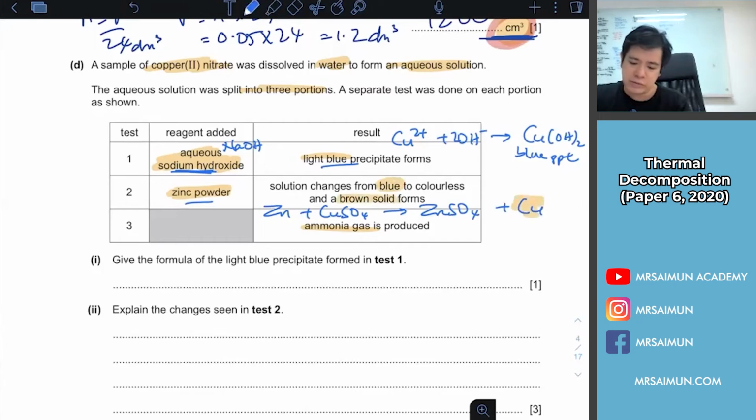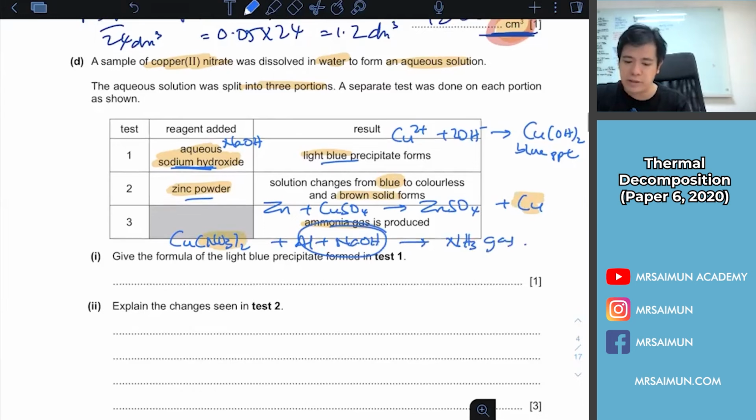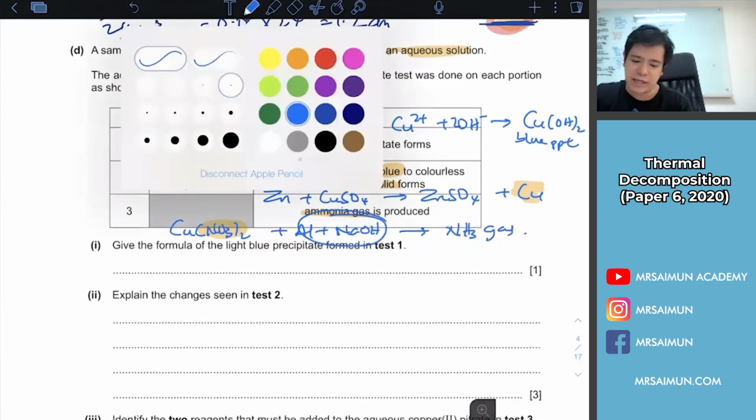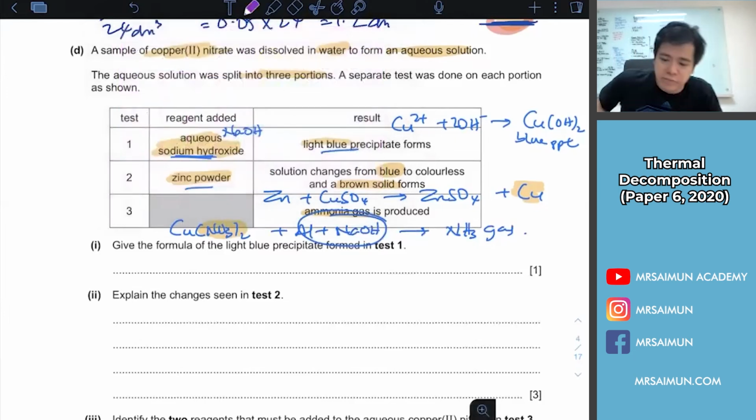Okay, this one, copper nitrate with ammonia. I would say a tester also. Anything with a nitrate, how to produce ammonia gas? You know how we test for nitrate? We add aluminum plus NaOH, right? When there's nitrate, you produce ammonia gas. So this is like the test for salts chapter. I would say the test for salts chapter will definitely come up.